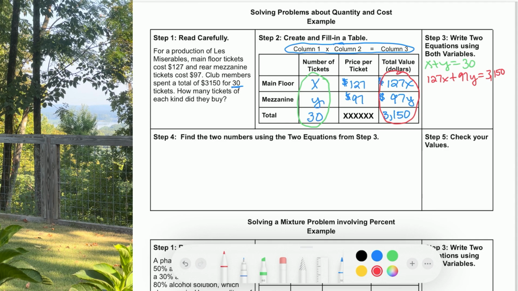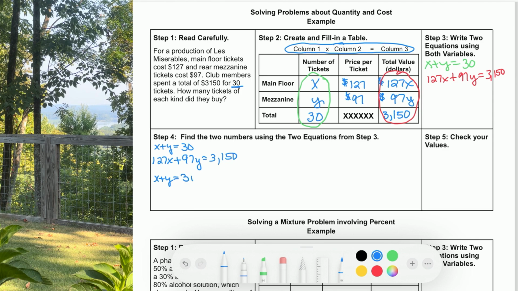Okay? Now I'm going to take those two equations and find my values for x and y. I'm going to bring them over here to the side and rewrite them. So x plus y equals 30. And then I have 127x plus 97y equals 3,150. All right, so the first thing I've got to decide is, do I want to use substitution or elimination? I'm going to use substitution for this one just because I notice I have x and y singles and I can isolate one of them fairly easily. So I'm going to rewrite that here.